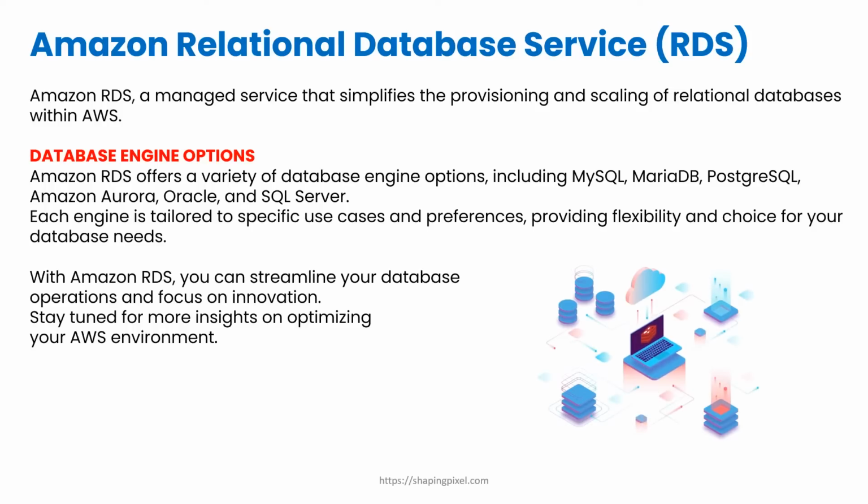Amazon Relational Database Service (RDS). Amazon RDS is a managed service that simplifies the provisioning and scaling of relational databases within AWS. Amazon RDS offers a variety of database engine options, including MySQL, MariaDB, PostgreSQL, Amazon Aurora, Oracle, and SQL Server. Each engine is tailored to specific use cases and performance needs, providing flexibility and choice for your database needs.